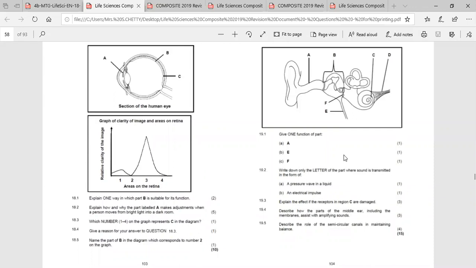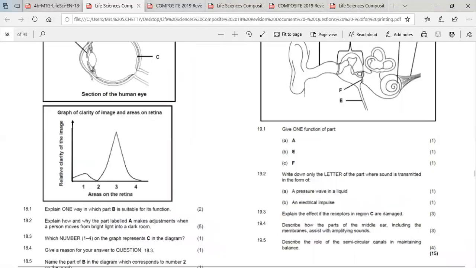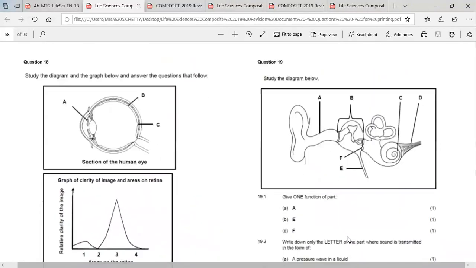We're looking at some questions on the ear, and I'll give you a minute to just work out what these labels A to F are. You can write down the labels in a book that you have, and then we'll proceed to the questions. I'll just magnify it a bit to make it easier for you to look at. All right. So we're focusing on this particular diagram. So do you have the labels?